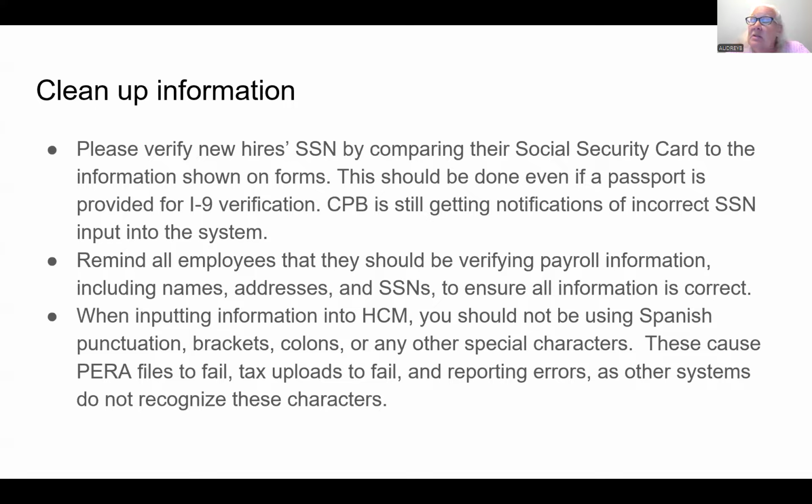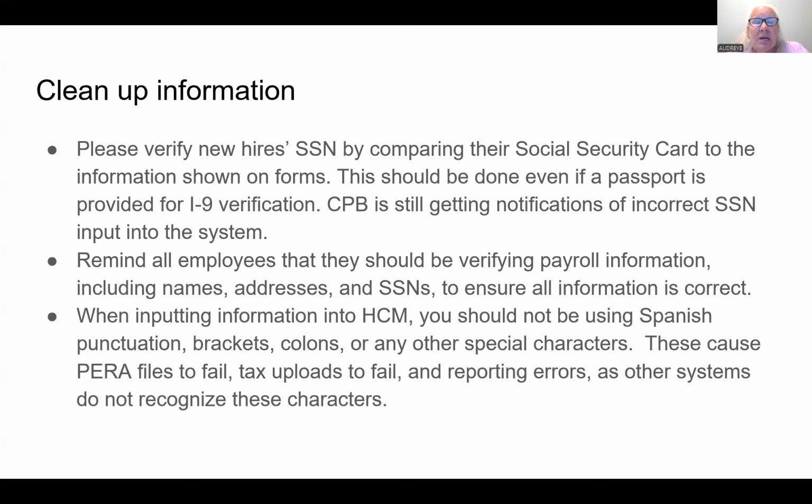The IRS does not accept those characters. It will cause the file to fail. TRD does not accept those characters. It will cause the file to fail. So every time an agency uses a Spanish punctuation, a bracket, a colon, in a name, in a mailing address, in any information that gets pulled to generate reporting requirements, it causes our files to fail.